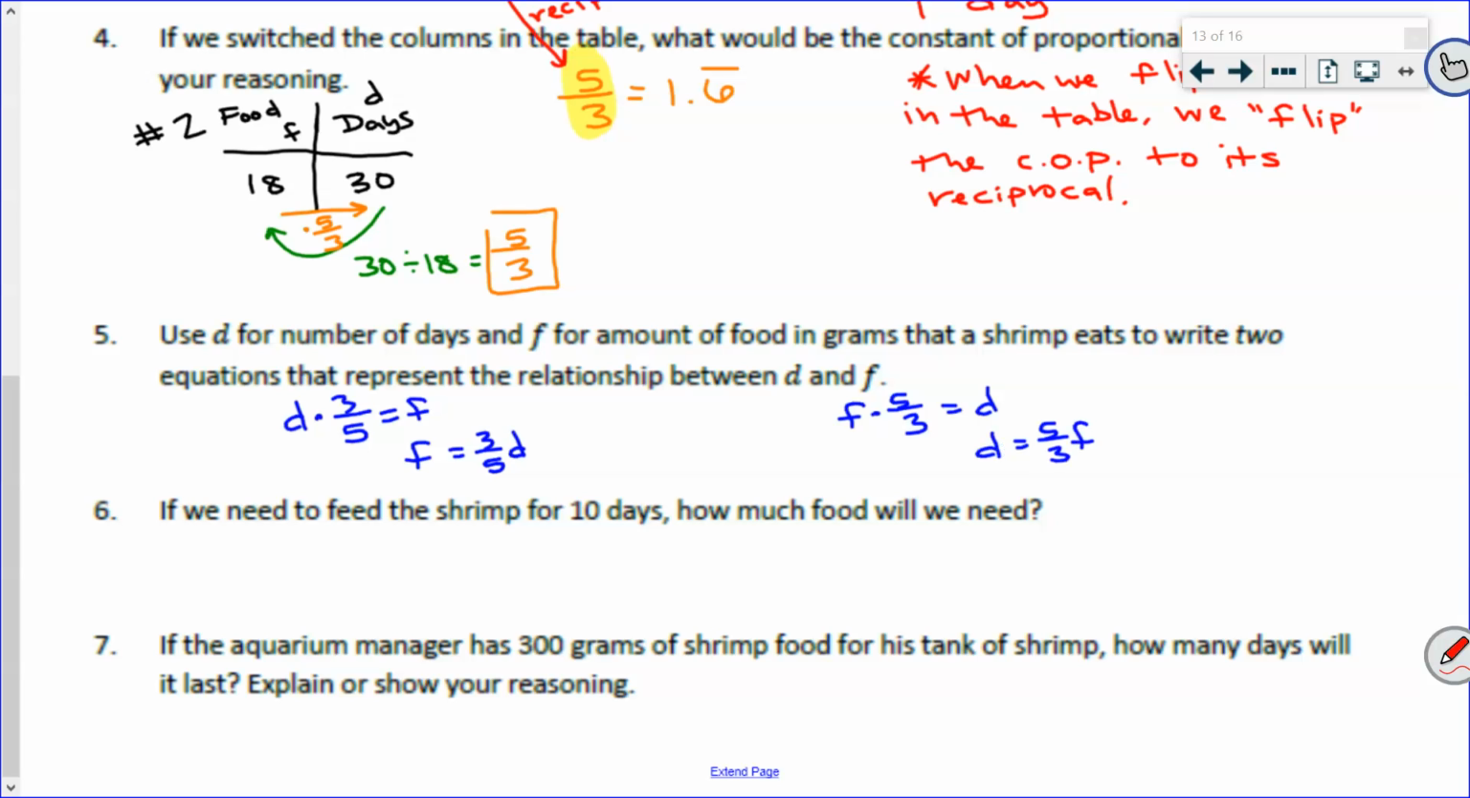Let's take a look at some of the interesting things, because hopefully we get to the point where we don't even need to write this table anymore. And we can see that this 3/5 is reversed here to become 5/3. Those are reciprocals. But I hope that you're also seeing this. Eyes on the screen. In this equation, F is all alone. But here, it's being multiplied by that 5/3.